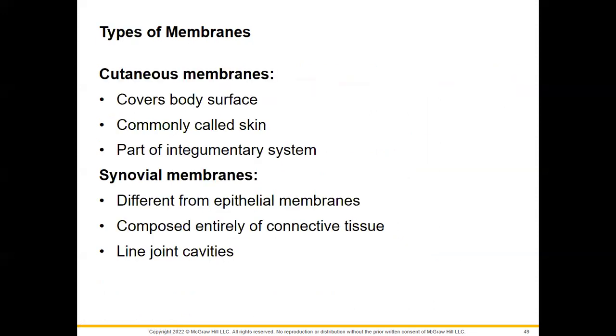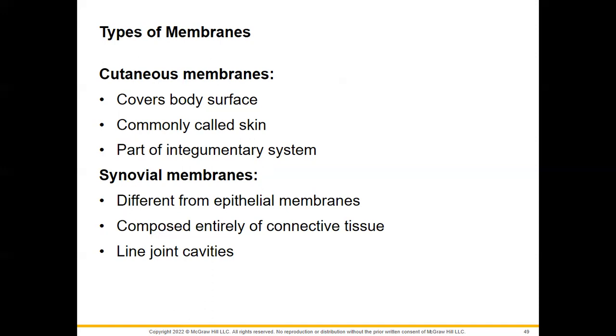Cutaneous membrane. If you hear cutaneous, think skin. So cutaneous membranes will cover your body surfaces, again, commonly called skin. This is a part of the integumentary system, the system that encompasses your skin and all the associated structures. So cutaneous membranes, we'll talk more detail about that in the next chapter, chapter 6, which is about the integumentary system.